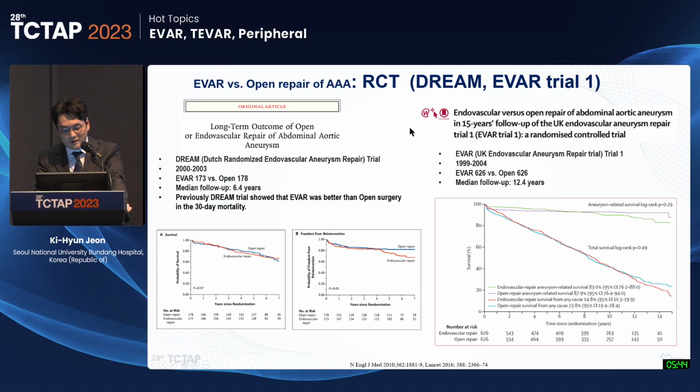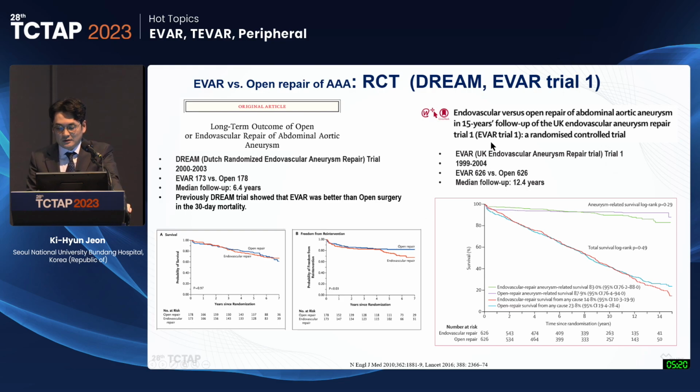This is the DREAM trial that showed EVAR was better than open surgery in 30-day mortality, but in long-term mortality there was no difference between open surgery and endovascular repair, and the reintervention rate was increased in the endovascular repair group during longer-term follow-up.